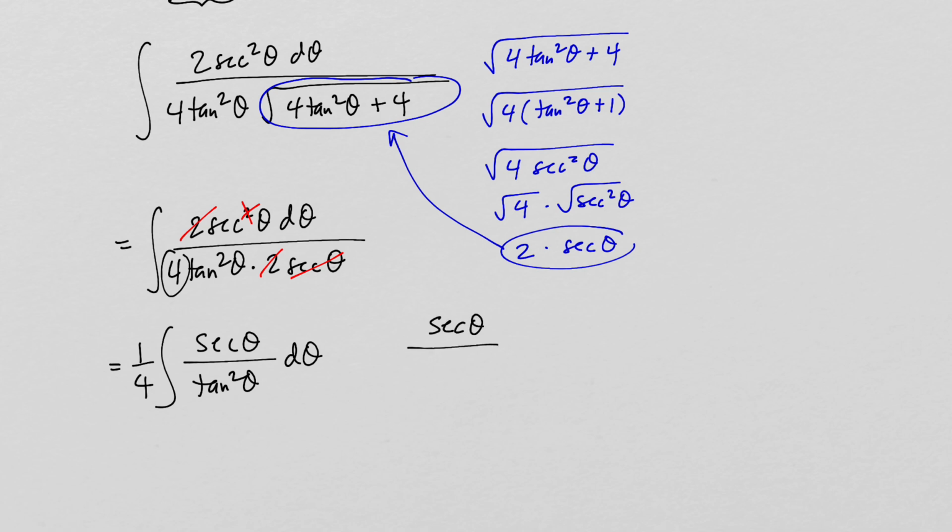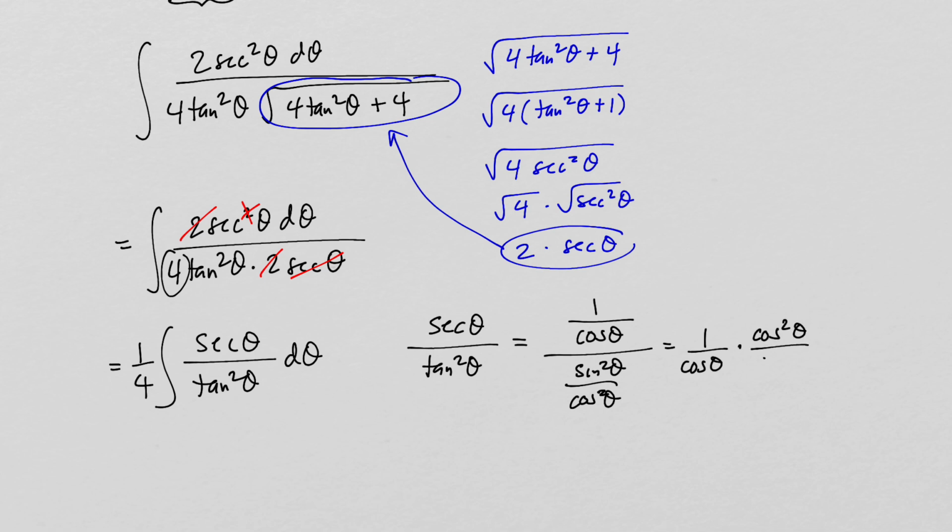So if we have secant theta divided by tangent squared of theta, secant is 1 over cosine, and tangent squared is sine squared over cosine squared. And so we can rewrite this as 1 over cosine times cosine squared over sine squared. And then cosine here cancels out with one of those cosines. And so this whole expression simplifies into cosine of theta over sine squared of theta.